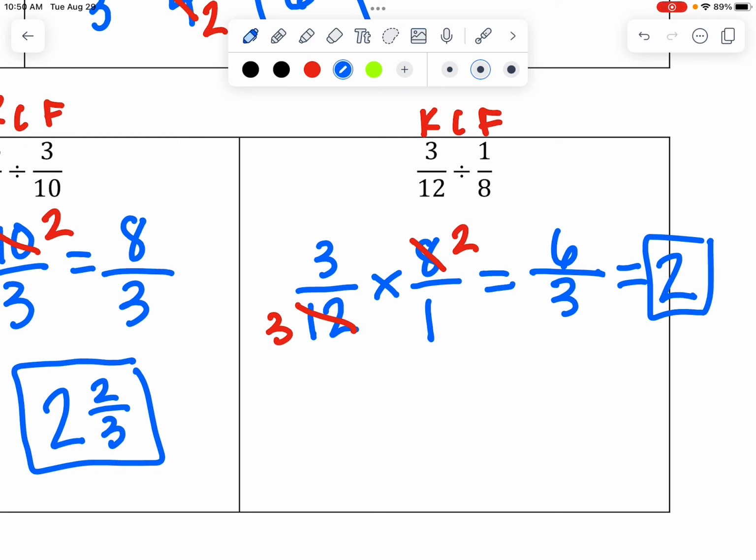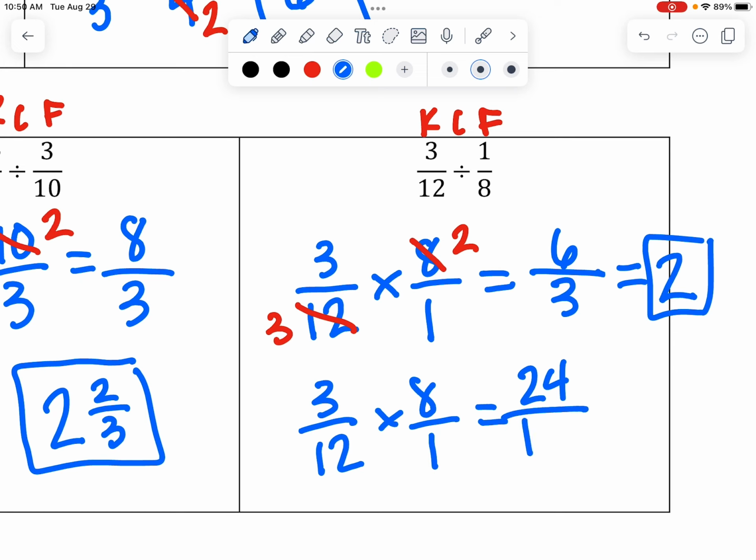If you didn't do the cross division, you would have 3/12 times 8/1, and you would just multiply across. 8 times 3 is 24, and then 12 times 1 is 12, and you would still get, because 24 divided by 12 is 2, you would get the same answer. So you can do it however you want, but cross dividing is easier to me, so that's how I do it. All right, email me if you guys have questions.